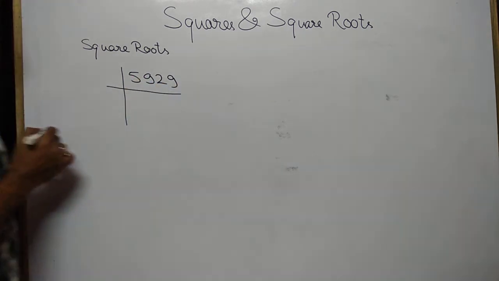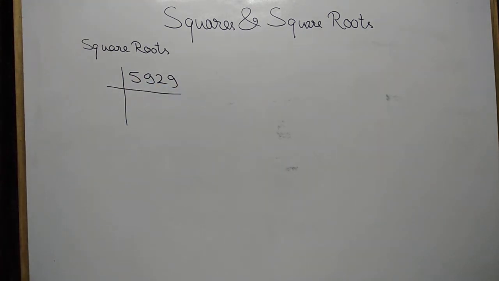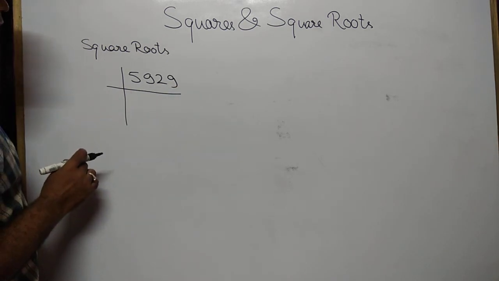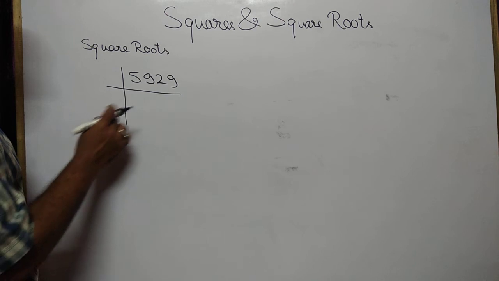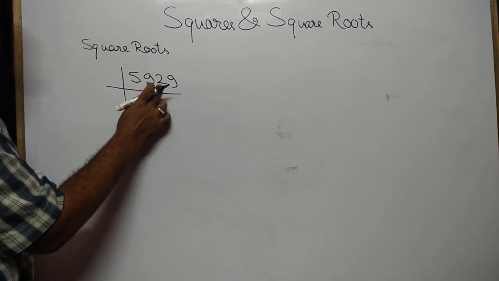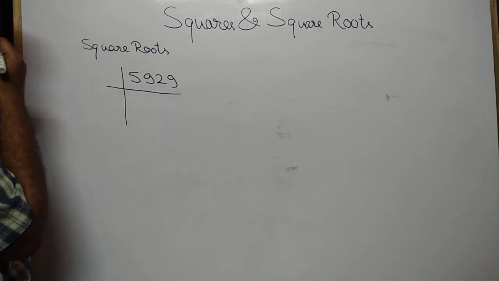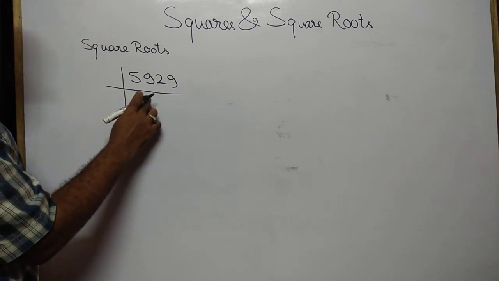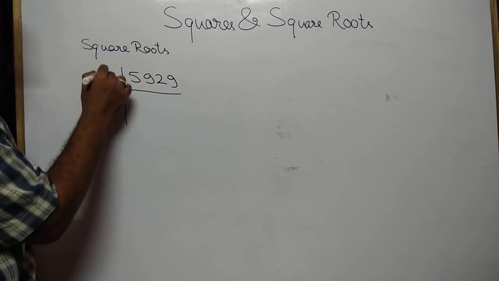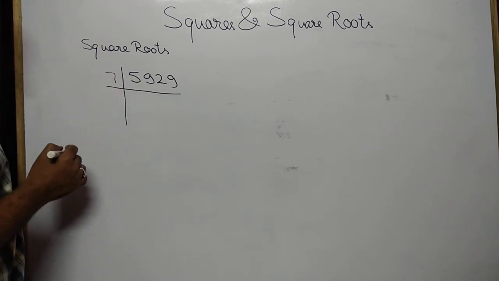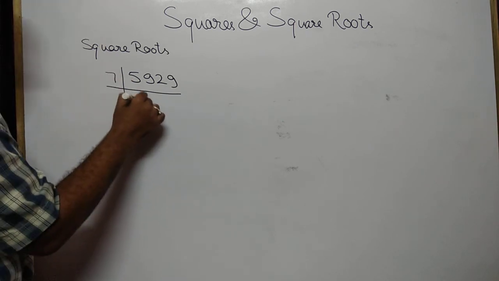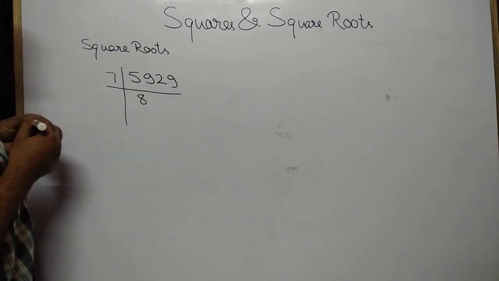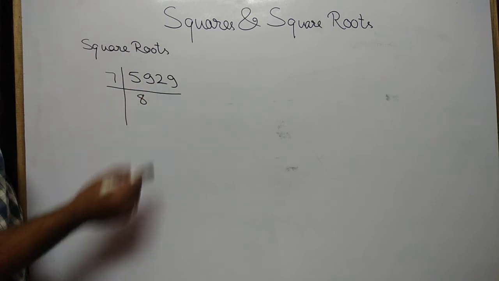First, we try to find out the prime factorization. At the end of the number, it's 9. So we'll check whether it is divisible by 3 or not. 9 plus 2, 11, 9, 20, 25. It's not divisible by 3. Let's check: 3 1s are 3, 3 9s are 27. It's not divisible by 3, but it may be divisible by 7. 7 8s are 56, 32 carry.